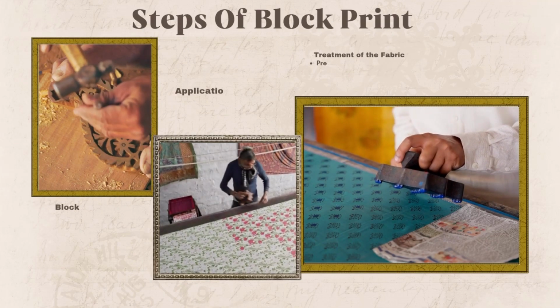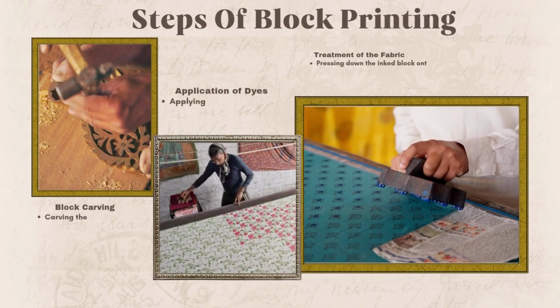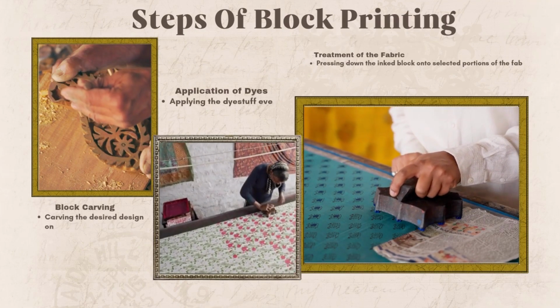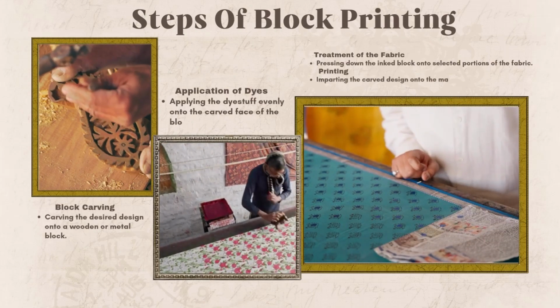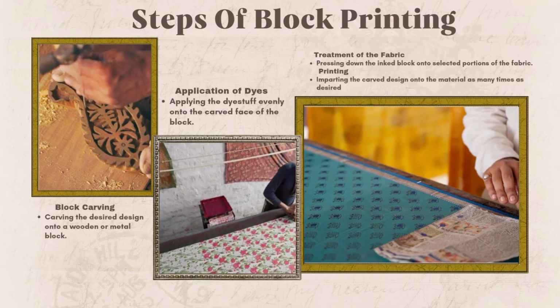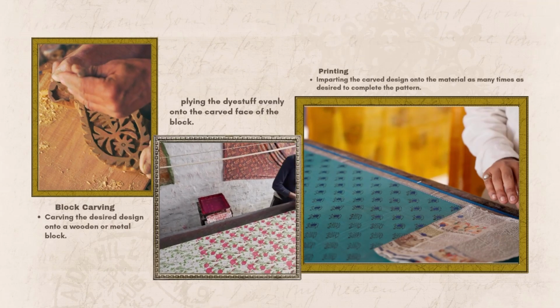Steps for block printing. It takes incredible mastery to apply the dyes and stamps with a steady hand. Firstly, we have to carve a block, then application of dyes and treatment on the fabric, as we can see in these videos.